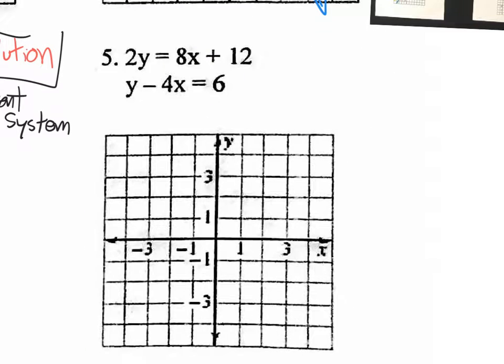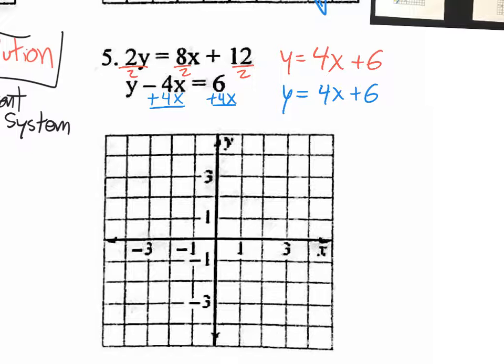Let's look at the last one on this worksheet here. So the top one's not ready to graph. Let me do it in red. I'm going to have to divide everything by 2 to get it in y equals mx plus b. I will have y equals 4x plus 6. And there's my red equation. On the bottom one, let's do it in blue. Let's get the y by itself. I'm going to go plus 4x, plus 4x. You're going to have y equals 4x plus 6.